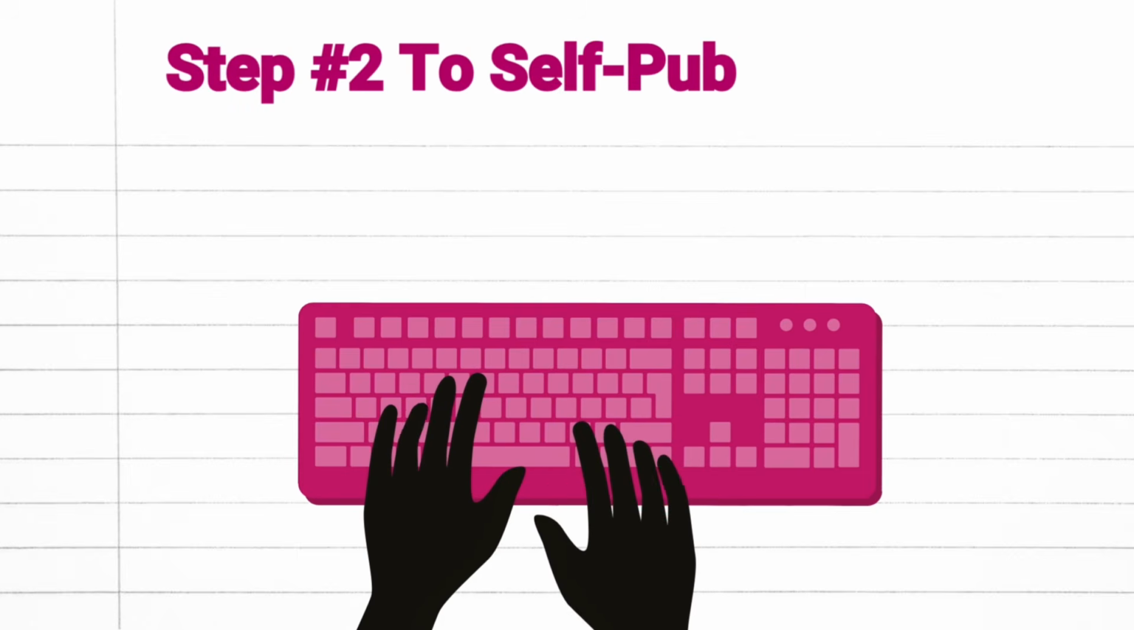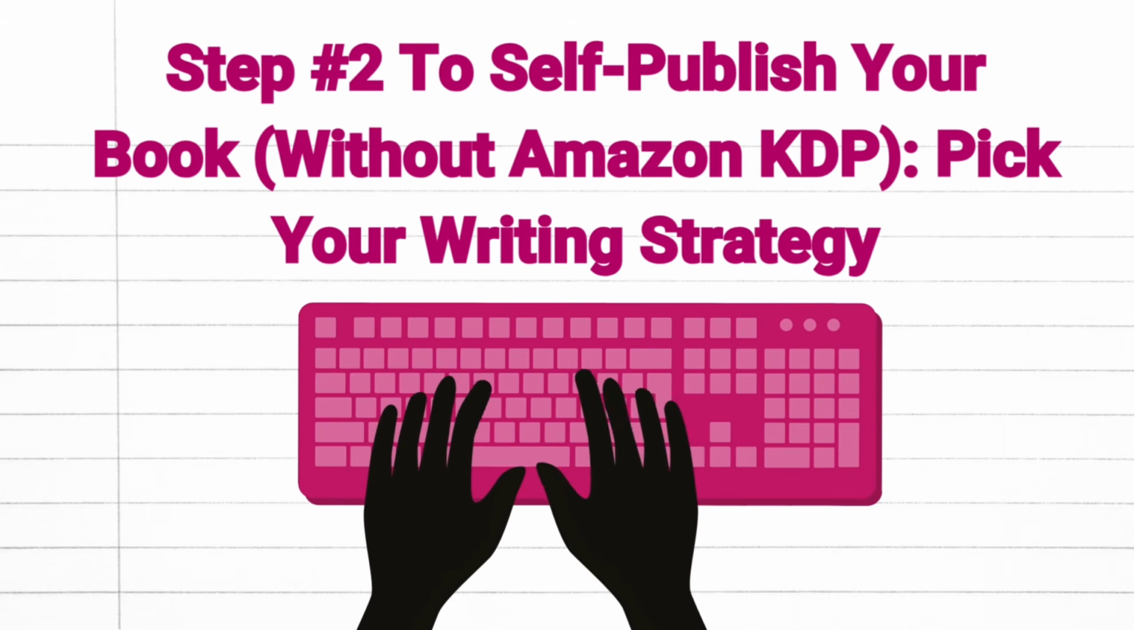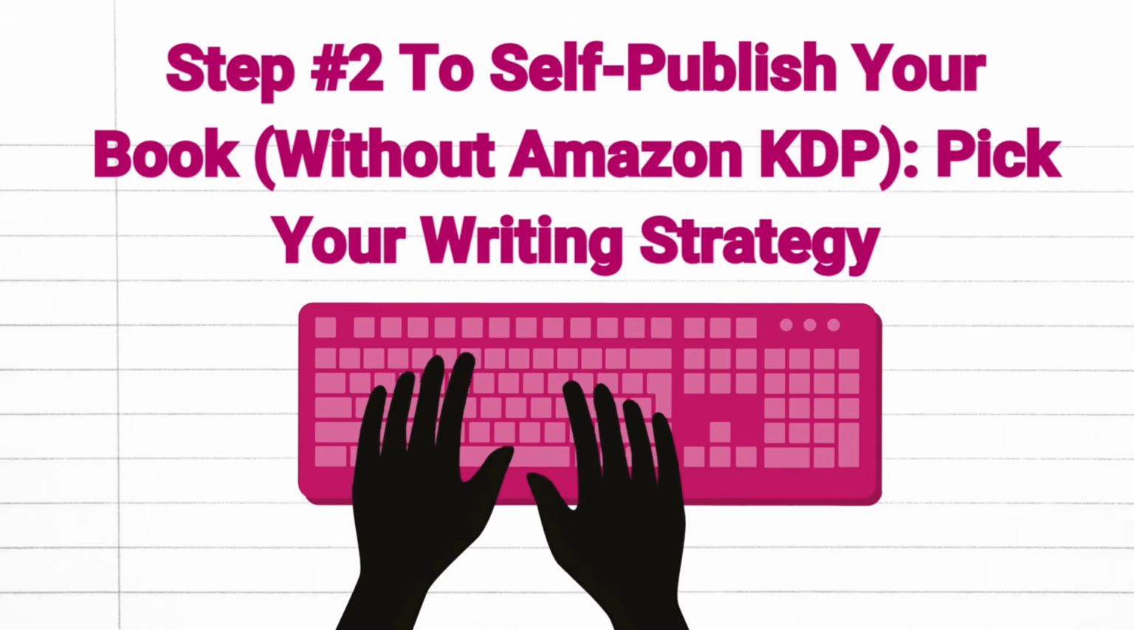Step number 2 for your complete guide to publishing a book in 2025 without using Amazon KDP, pick your writing strategy. This right here is going to be a game changer for you as an author. If you just try to guess at how you're going to write this book topic that you just saw, people are buying, people want, it's a best-selling topic, so you know people want to buy it, right? But if you are going to guess at how you're going to write that book, a few things happen.